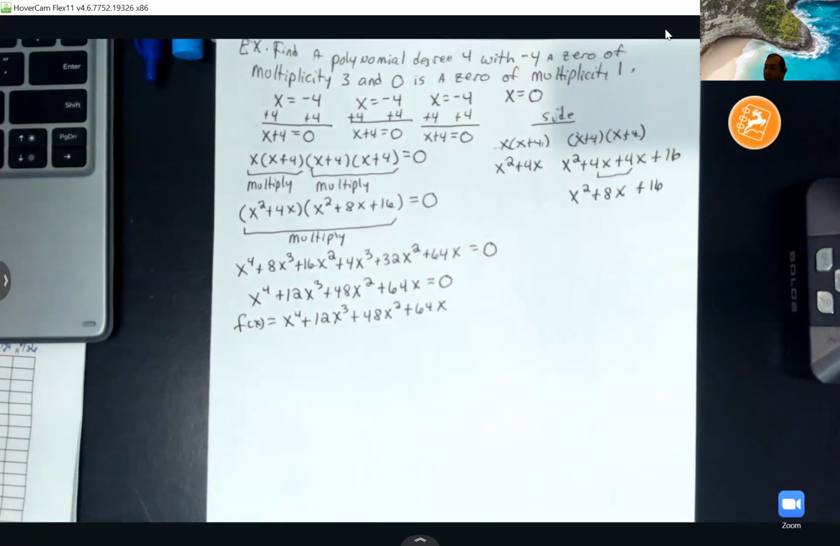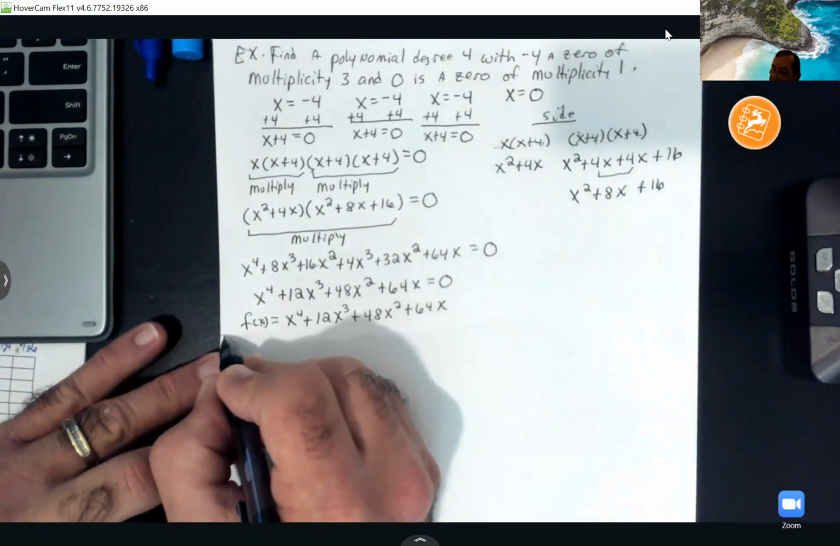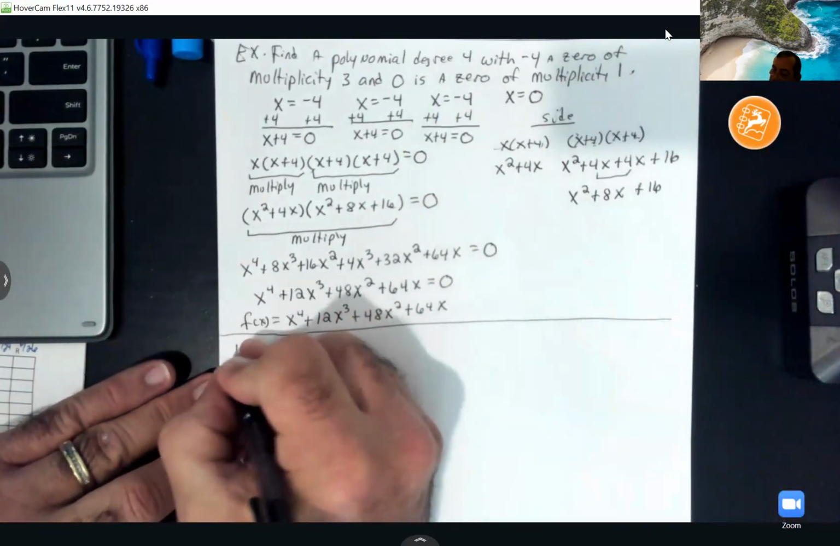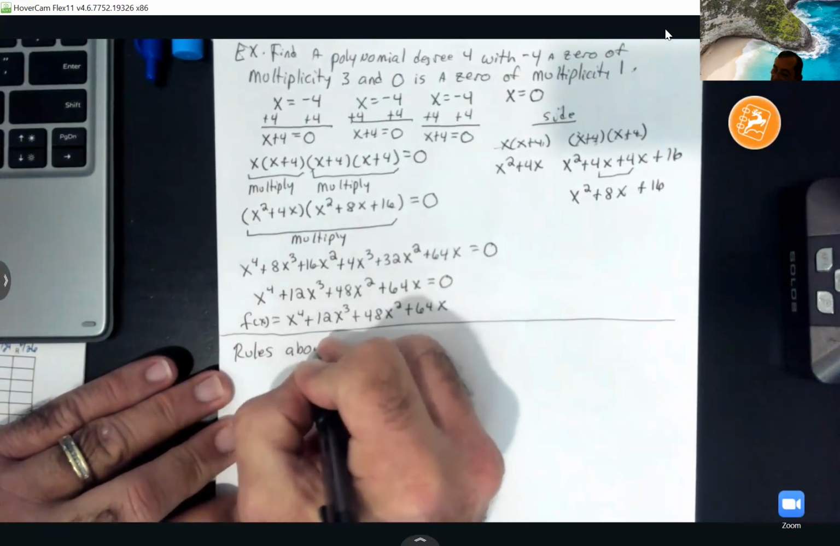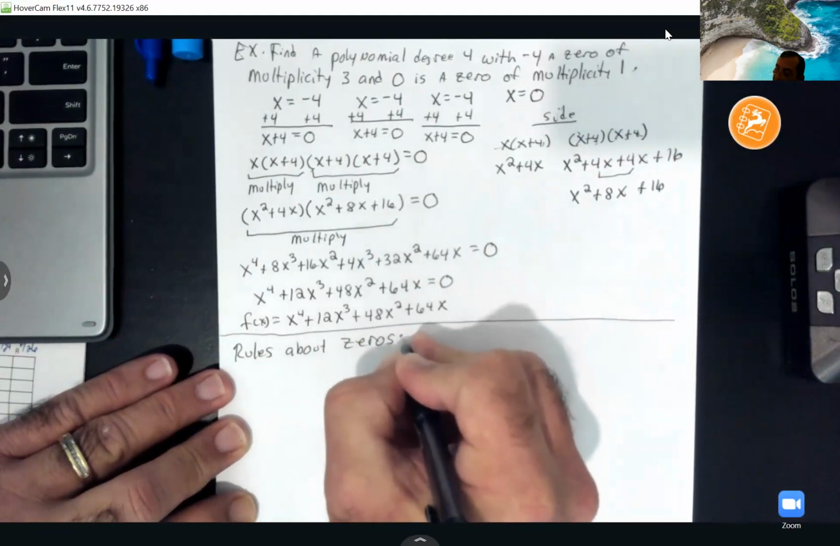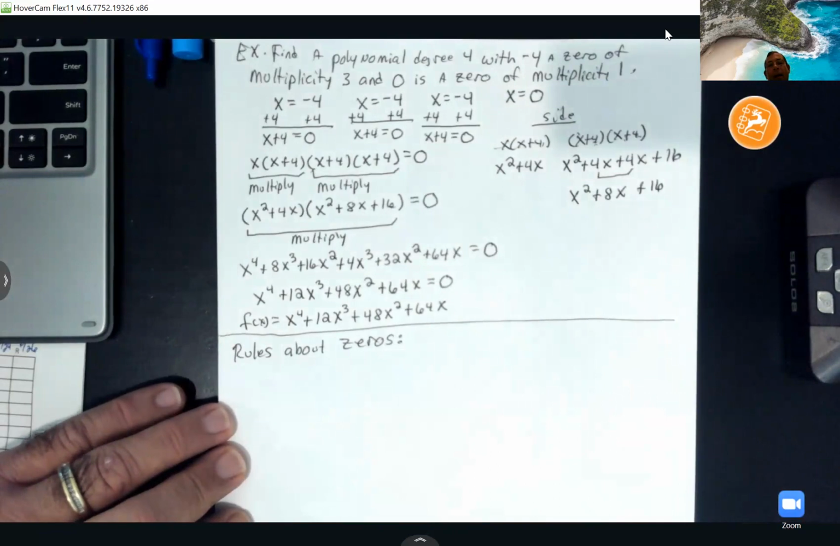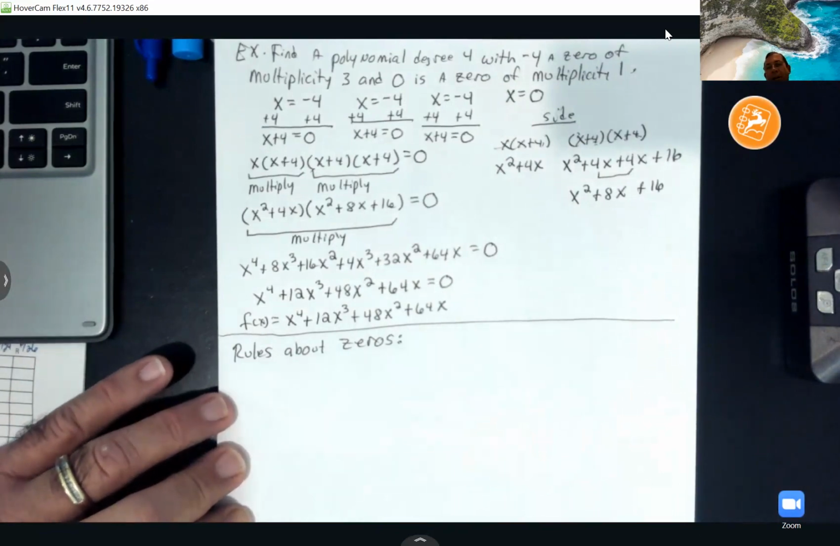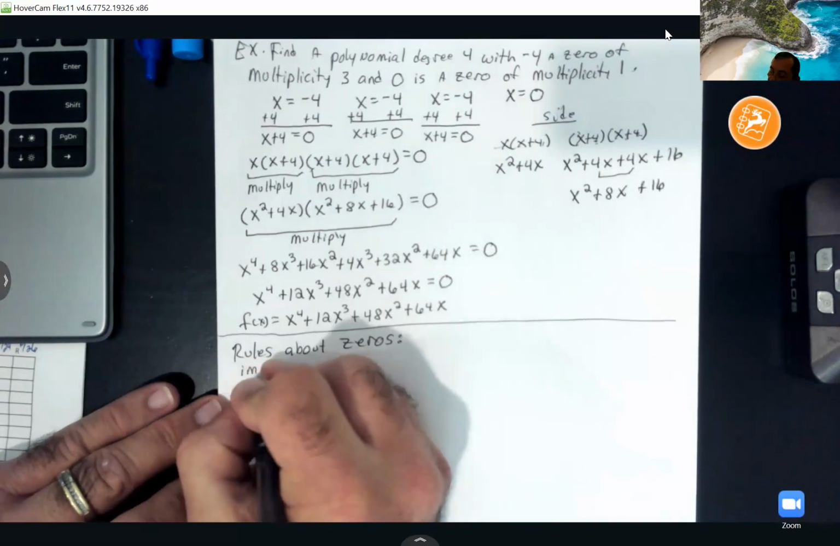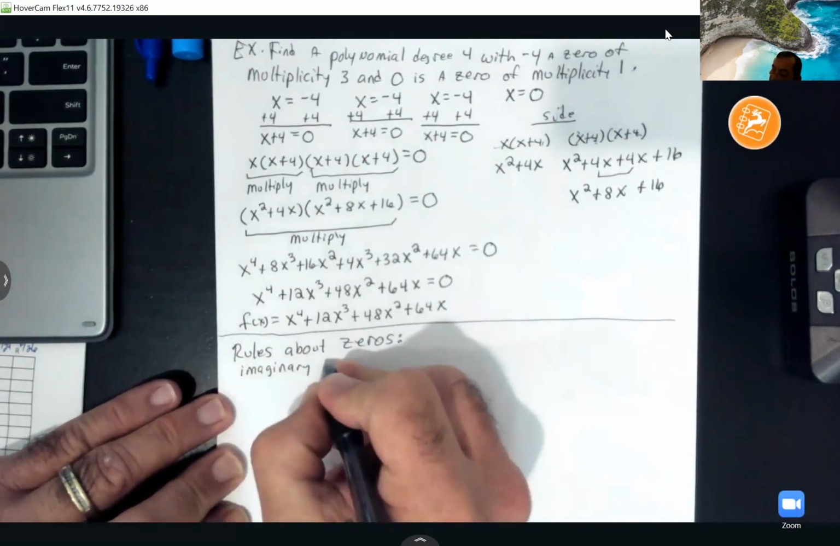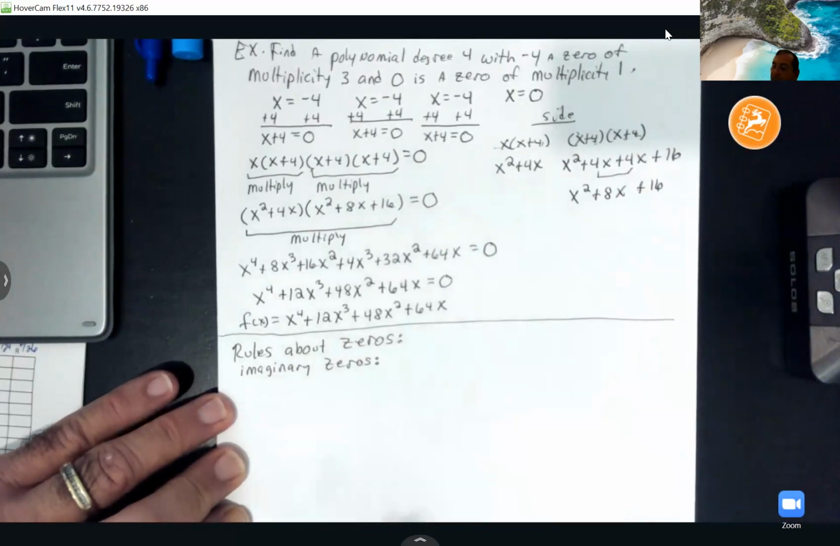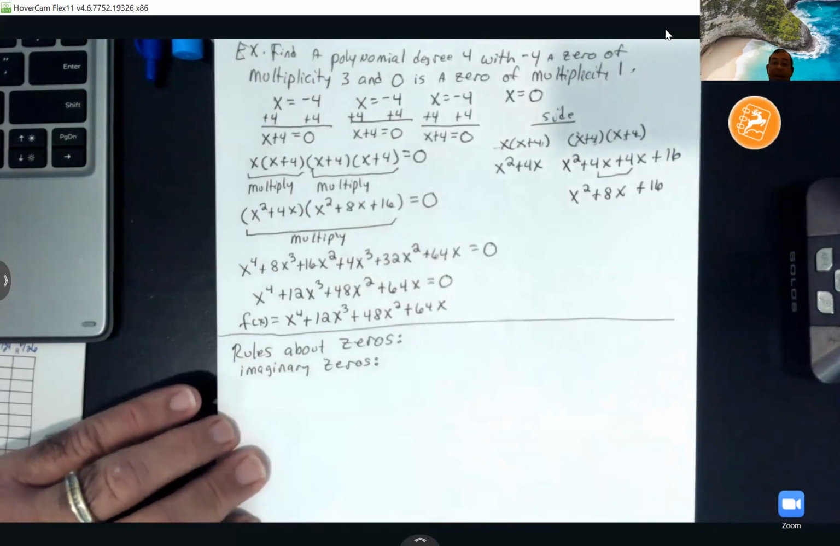All righty, so now we're going to look at a few rules we got about these zeros. All right, so what we're talking about is certain rules that always apply. So when we're looking at imaginary zeros, so like my 7 i's and my 3 i's and all that fun stuff, well, imaginary zeros always come in conjugate pairs.